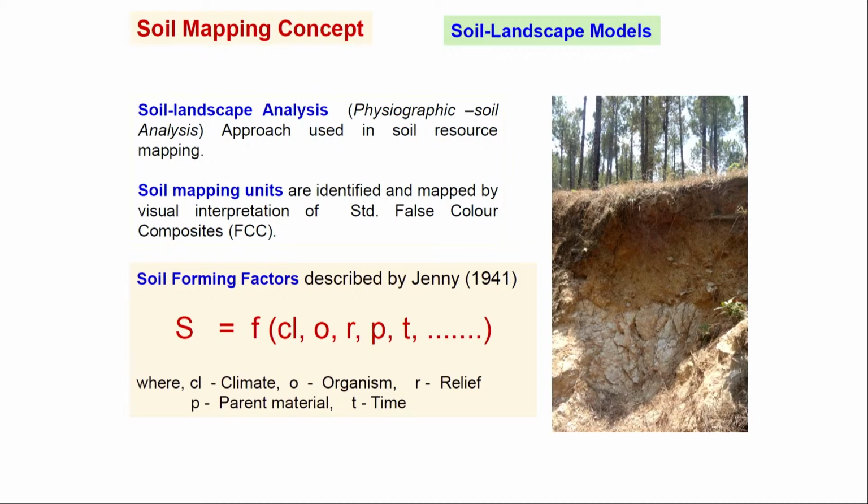It is used in mapping soils. Here we delineate or demarcate the land area, which we call a mapping unit or soil mapping unit, which is identified and mapped by visual interpretation of a standard false color composite. From the FCC, visually we can demarcate the area, but we need to demarcate the area in such a way that the area should have similar soil forming factors.